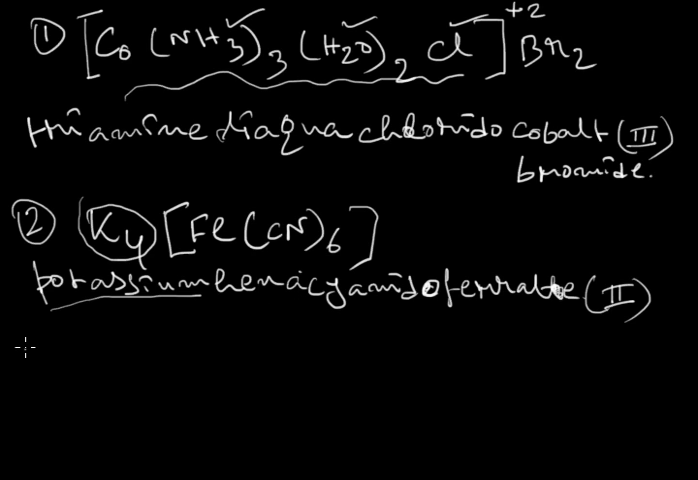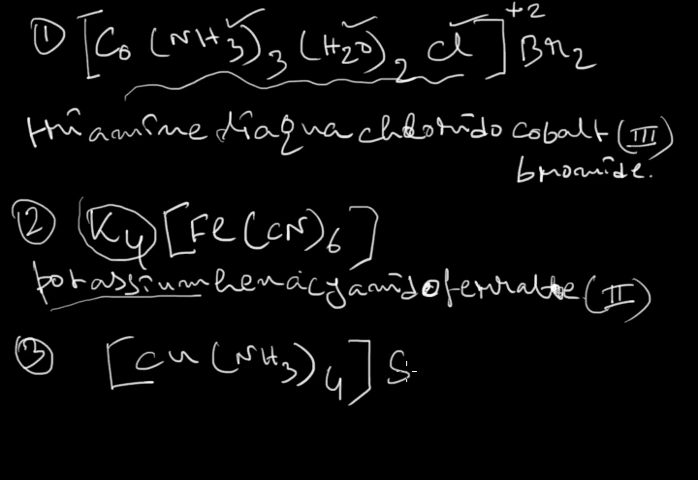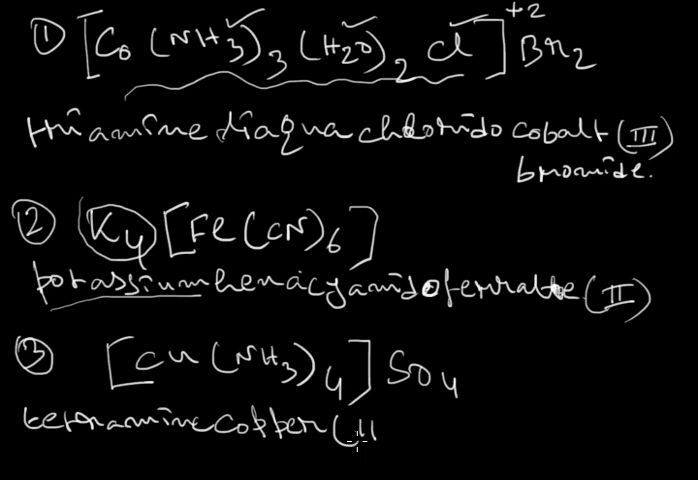Let us consider another example, that is [Cu(NH3)4]SO4. The name of the complex is tetraammine copper(II) sulfate.